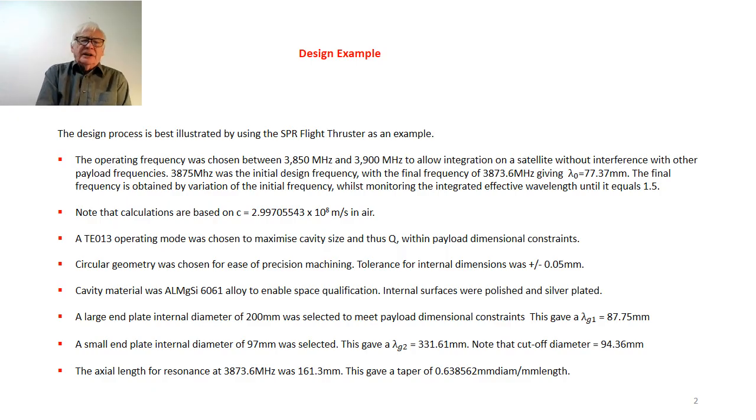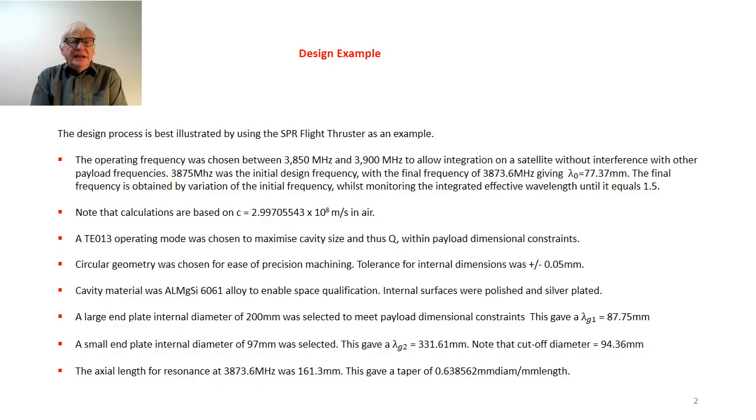Note that the calculation is based on the value of C in air, which you can see quoted there, but because it's clearly going to be used in vacuum, we have to note that the value of C in vacuum is actually different. It is actually 2.99792458 times 10 to the 8th. So you can see it's slightly different to the value of C in air, but you have to go down to 4 decimal places before you see the difference.